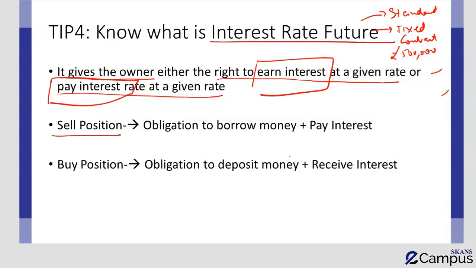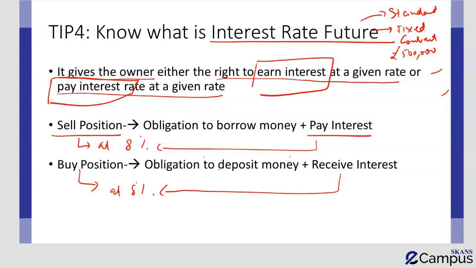If you take a sell position in an interest rate future, basically you want to pay interest at the specific rate. So if you take a sell position in the interest rate future which is trading at 8%, that means you are agreeing to pay interest at 8%. If you enter a buy position at 8%, that means you are agreeing to receive interest at 8%. So remember, a sell position is taken by a borrower. A buy position is taken by a lender.